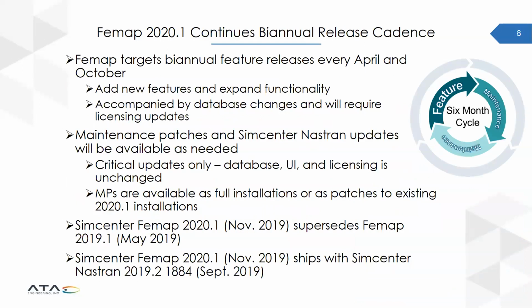This release continues the biannual release cadence that Femap started last year. So the Femap development team is going to be targeting feature releases every April and October. And these feature releases will have new features and expand functionality. Along with that, they will be accompanied by database changes, which means you can't open a 2020.1 model in Femap 2019.1. And they'll also require licensing updates.